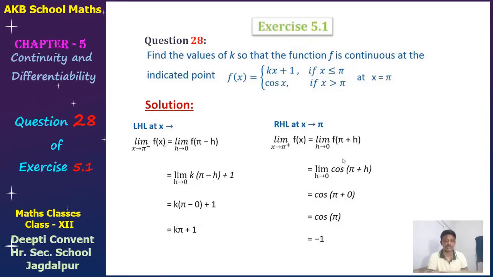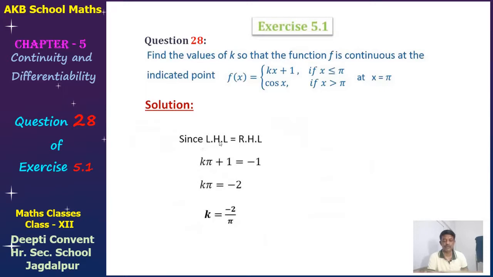Left hand limit is k pi plus 1, right hand limit is minus 1. Both should be equal if the function is continuous at this point, and equal to the value of the function at that point, which is found from kx plus 1. Left hand limit equals right hand limit. K pi plus 1 equals minus 1. K pi equals minus 2. K equals minus 2 by pi. This is the value of k.